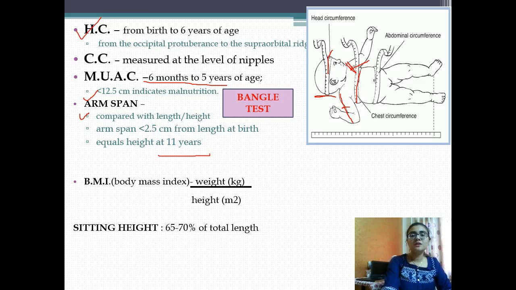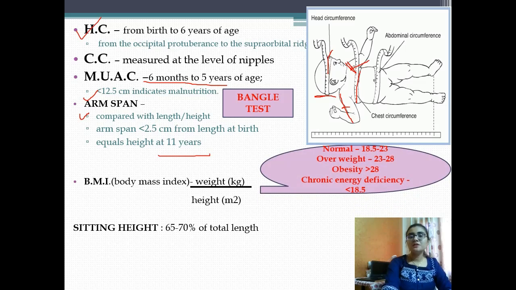Then, what is BMI? BMI means body mass index, and it is calculated as weight in kilograms divided by height in meters squared. Normal BMI is 18.5 to 23, and these are the respective BMI values and the terms given according to them. More than 28 is termed obesity.